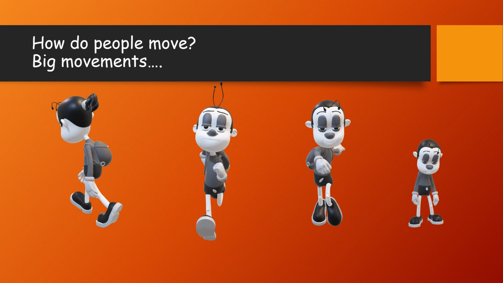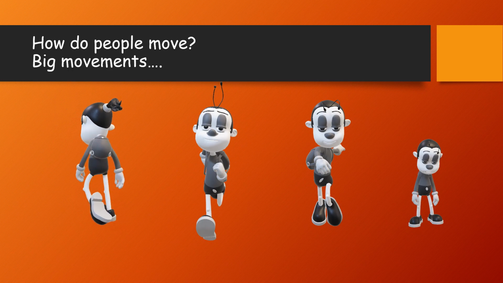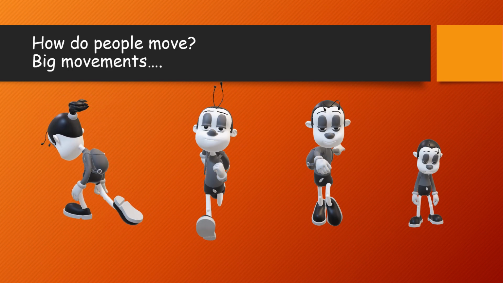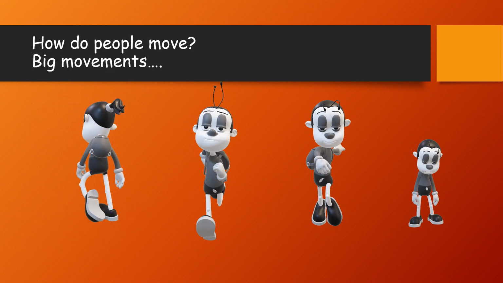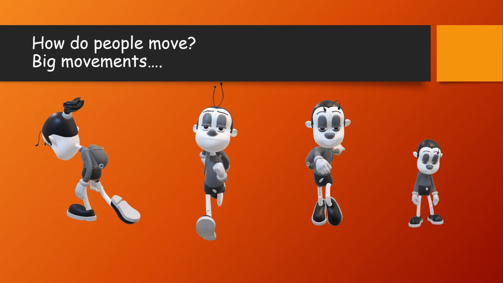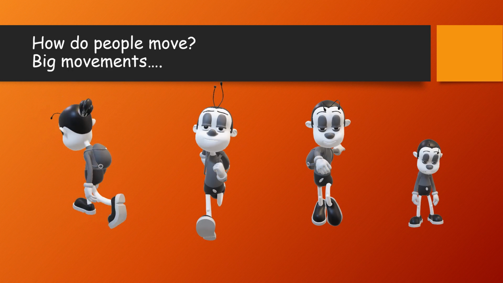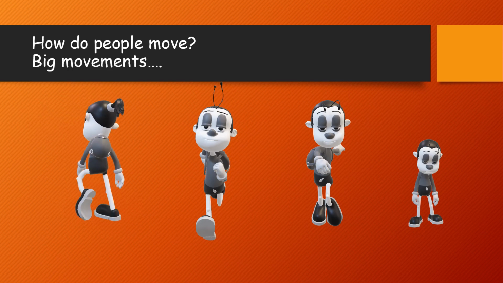So how do people move? Well, let's observe these 4 animations here as they make their movements. So you can see this first one, it's a little bit tired in dragging the feet. So you can see that the toes are dragging along the ground, the arms are moving a little bit, and the head's going from side to side.